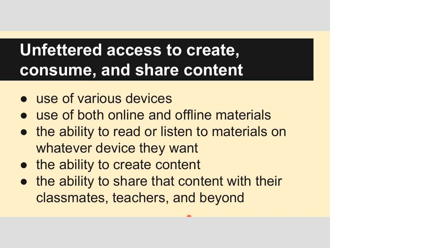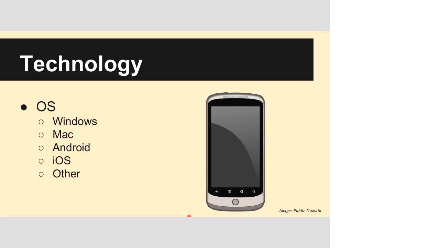So again, this unfettered access to create, consume, and share content, use of various devices. So it's got to be available to all the students. Use of both online and offline material. Ability to read or listen to materials on whatever device they want. Ability to create content, and the ability to share that content with their classmates, teachers, and even better, beyond that. So they are allowed to share that, say, for example, they were creating a class blog or things like that, and allowing it to go into other classrooms and other students.